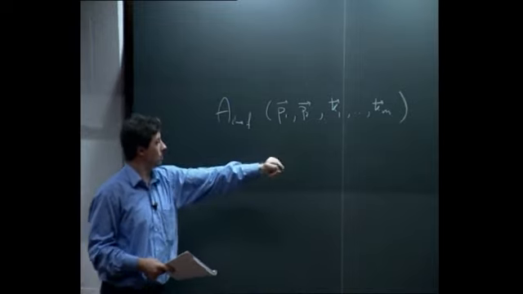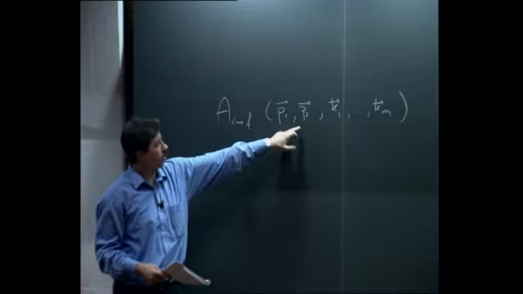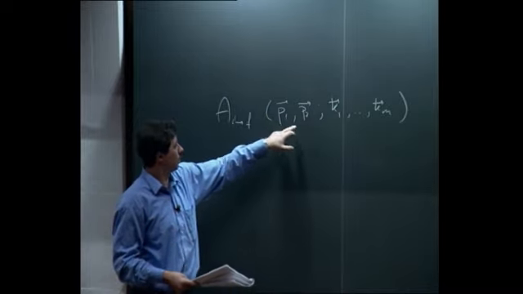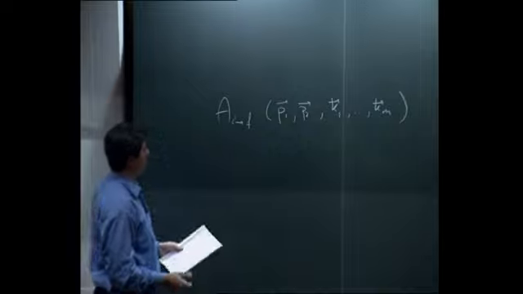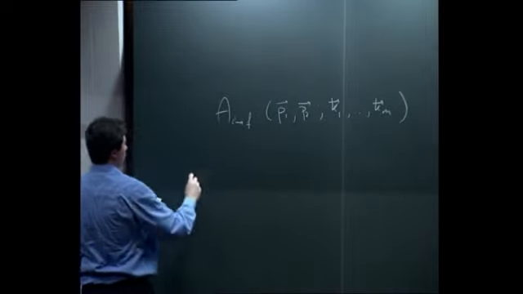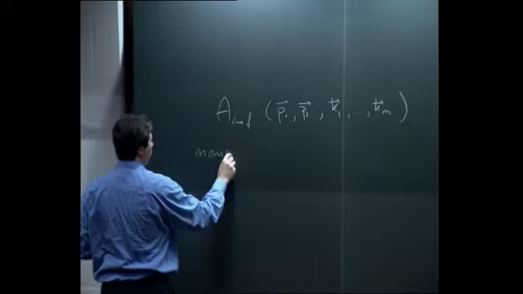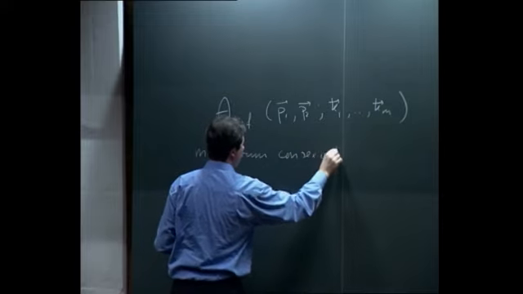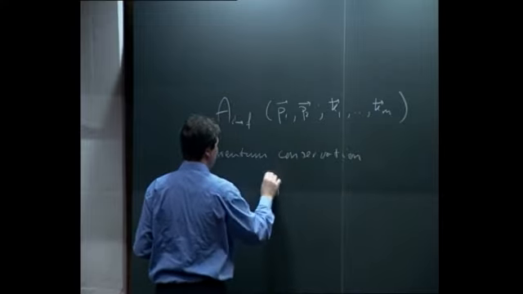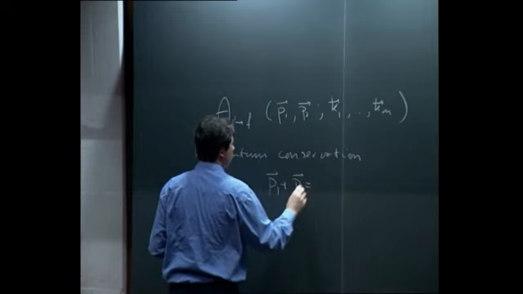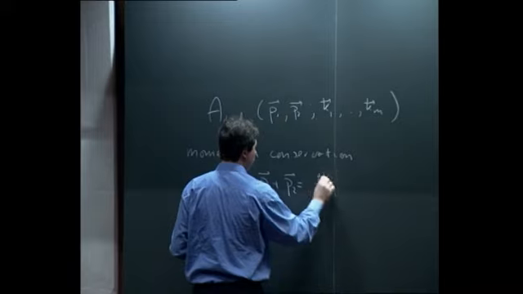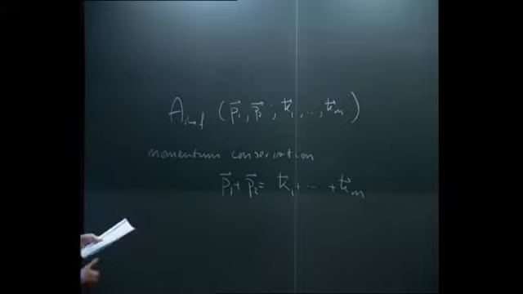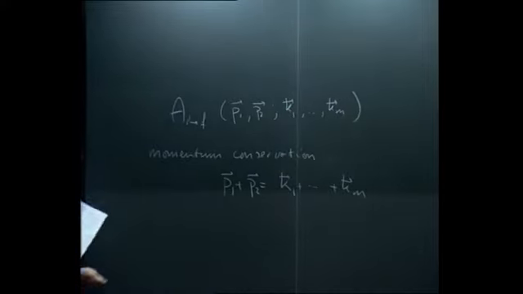It's because momentum is conserved that this probability can only be non-zero if the momenta P1 and P2, the sum of the two momenta, must be equal to the sum of the momenta that come out of it. So we have momentum conservation, which is P1 plus P2 must be equal to the sum of all the momenta on the right that come out of it. And we also have energy conservation.